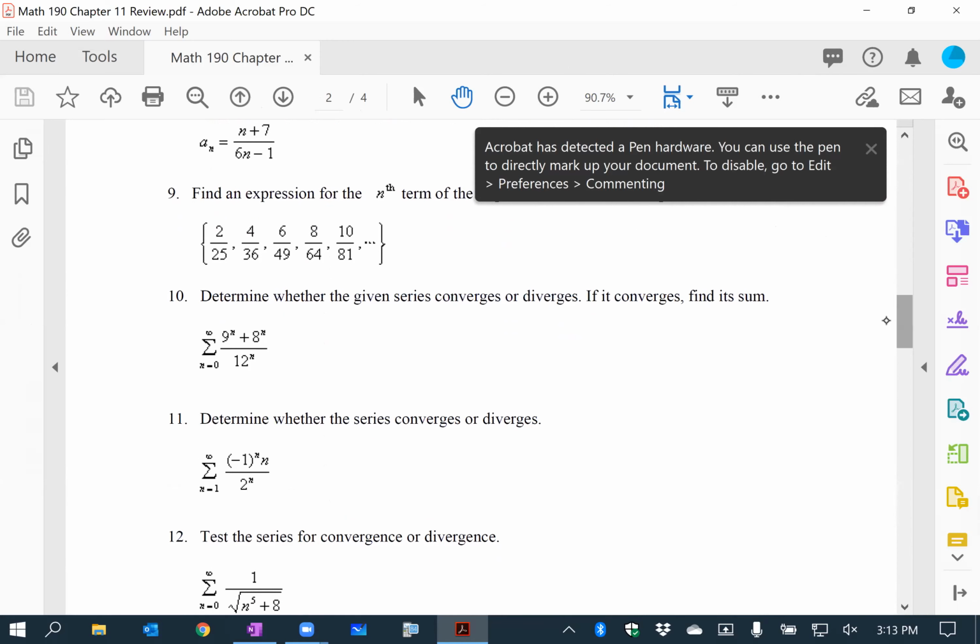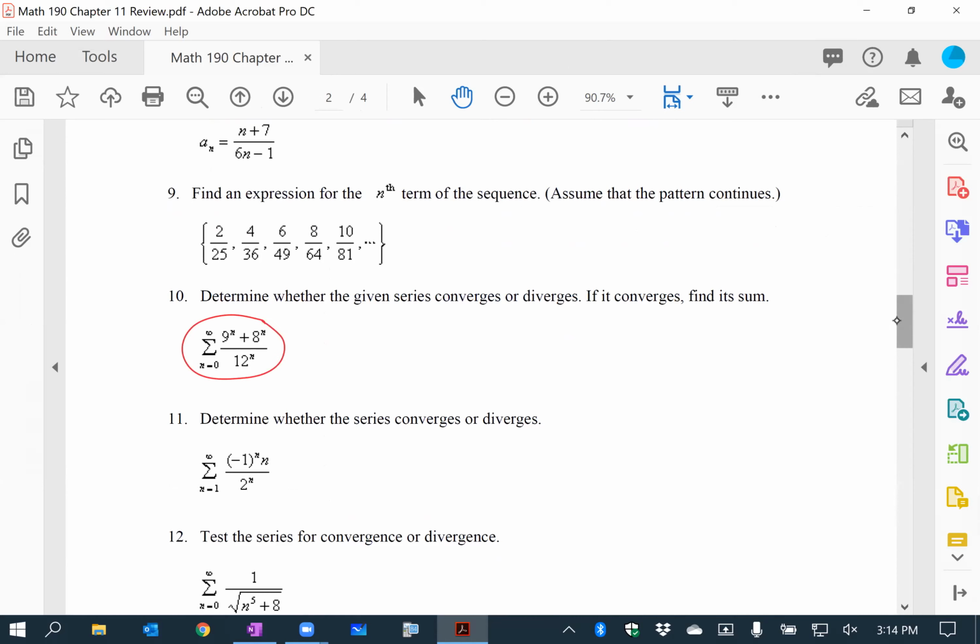Okay, so number 10. Determine whether the series converges or diverges. If it converges, find its sum. We're gonna take this thing and divide it into two separate sums, and then we're gonna use the fact that it's geometric to find the sum.